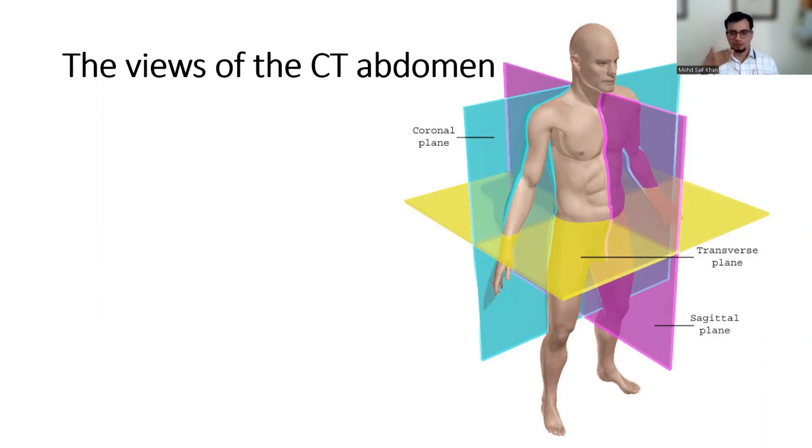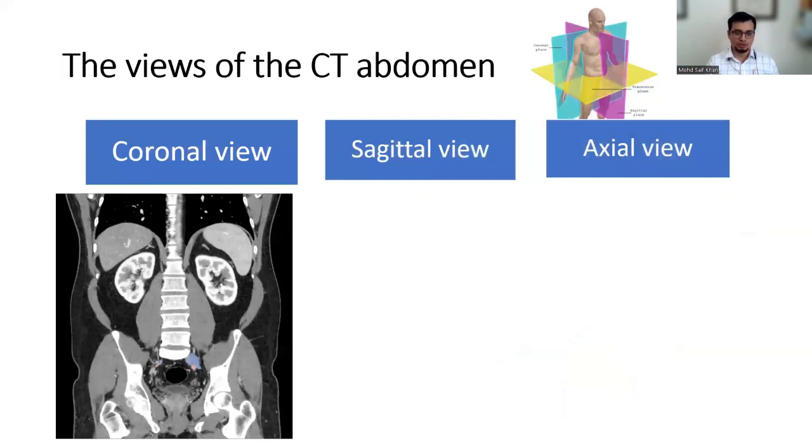The coronal view is anteroposterior. It cuts the body into anterior and posterior halves. And then there is the coronal plane or coronal view, which cuts the body into the medial and the lateral part, like this. So this is the coronal view, the anteroposterior view of the organs. You can see the cut section longitudinally, and in the coronal view, you can see the whole spine, kidneys, liver, and spleen in the same plane, and both lungs.